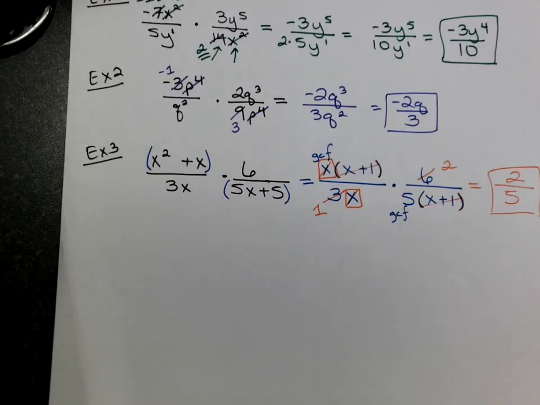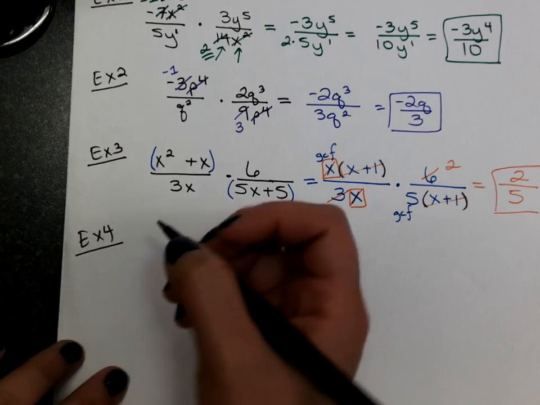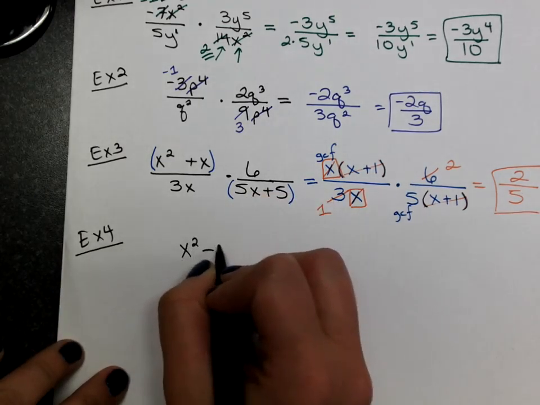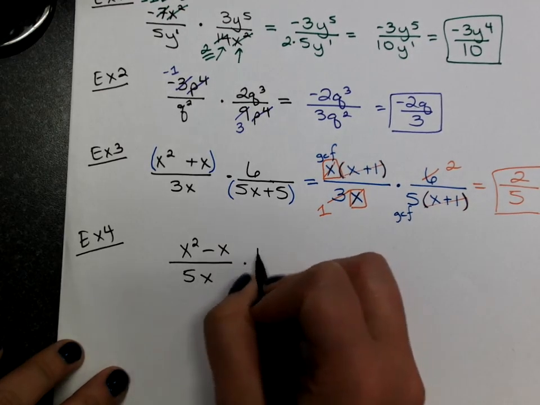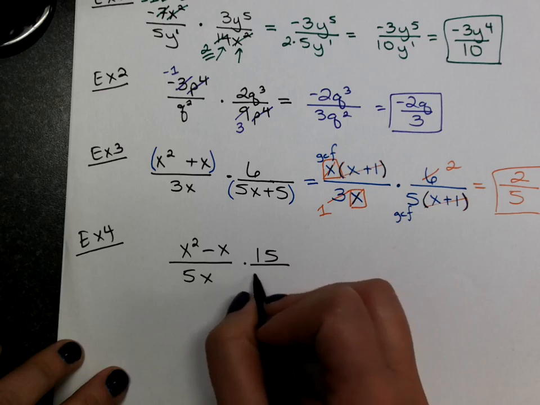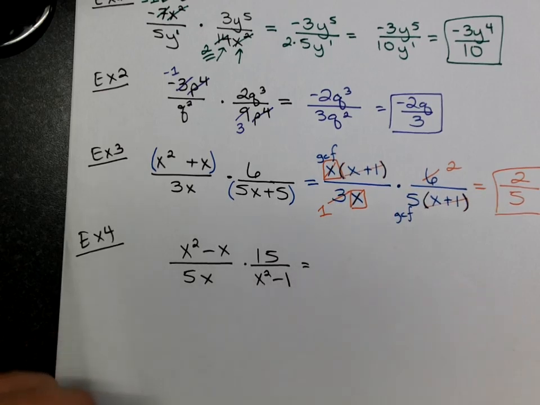Let's try another one. Example 4. x squared minus x over 5x times 15 over x squared minus 1. If you'd like to try this one on your own, you can, or you can watch me. Pause the video if you'd like.